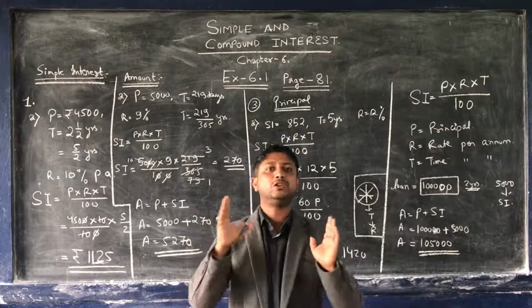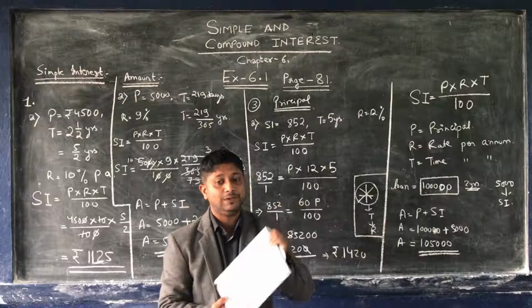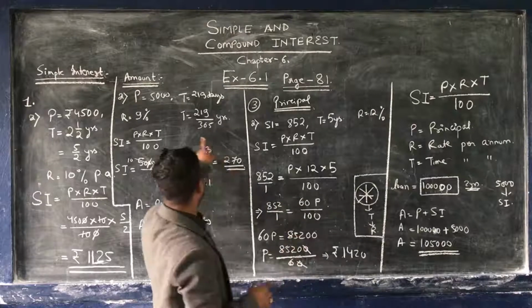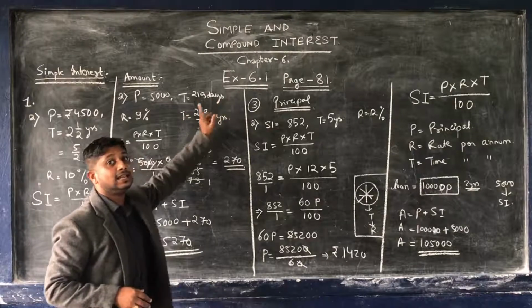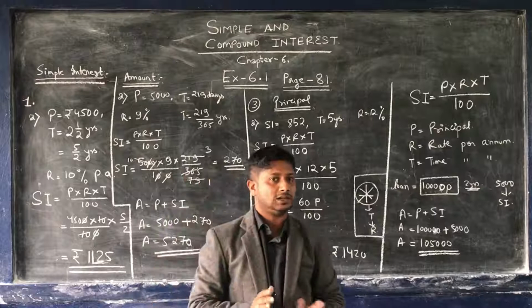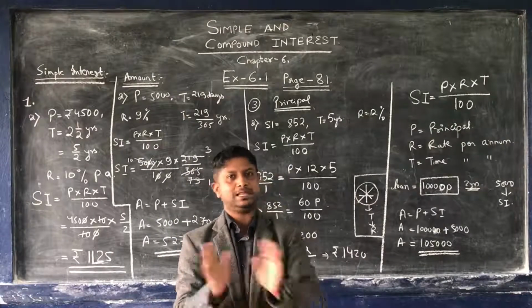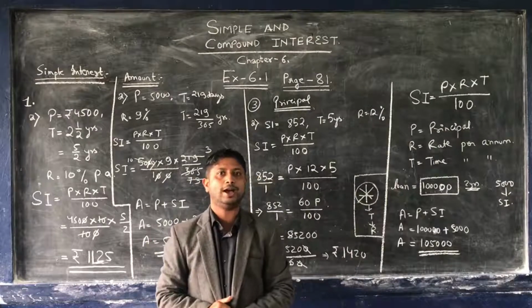In order to confuse you, in your book, time will be given in months, time will be given in years. Like in this question, you can see it is given 219 days. In this type of thing, you have to convert it into years. Otherwise, the answer will be mismatching, or in simple words, it will be wrong. It will be a wrong answer.